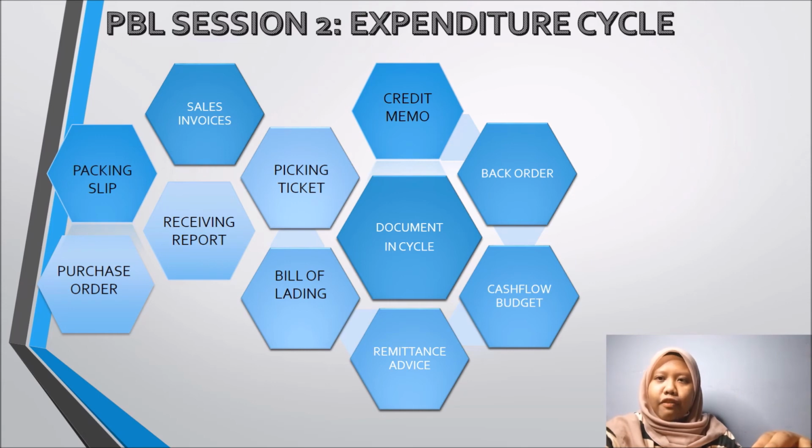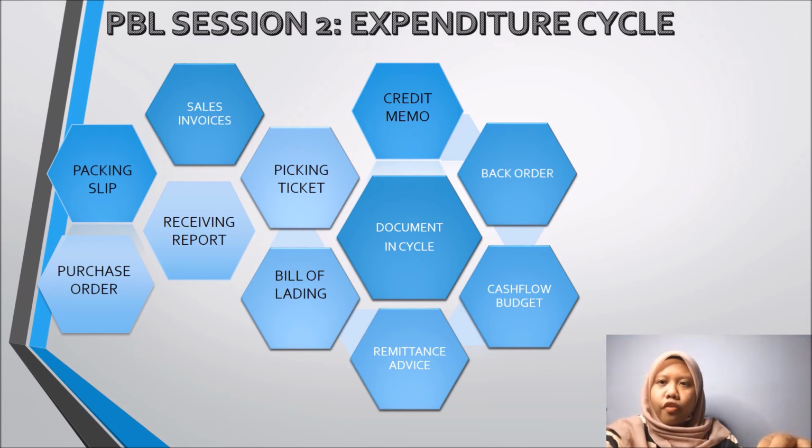Next is sales invoice. Sales invoice is a document notifying customers of the amount of a sale and where to send payment. Next is a packing slip. Packing slip is a document listing the quantity and description of each item included in a shipment. Next is a picking ticket. Picking ticket is a document that lists the items and quantities ordered and authorizes the inventory control function to release that merchandise to the shipping department.